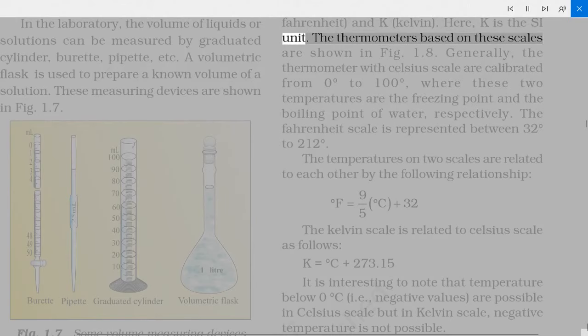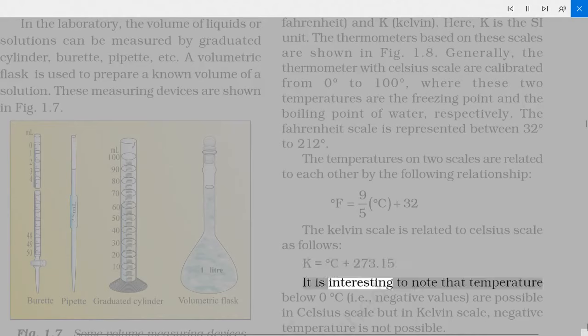The thermometers based on these scales are shown in Fig. 1.8. Generally, the thermometer with Celsius scale is calibrated from 0 degrees to 100 degrees, where these two temperatures are the freezing point and the boiling point of water, respectively. The Fahrenheit scale is represented between 32 degrees to 212 degrees. The temperatures on two scales are related to each other by the following relationship: °F = 9/5 (°C) + 32. The Kelvin scale is related to Celsius scale as follows: K = °C + 273.15.